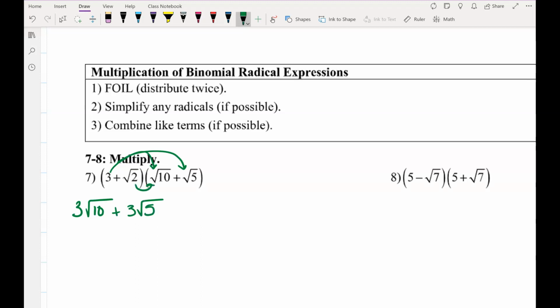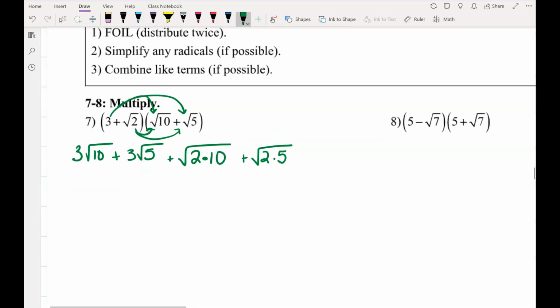In the middle, square root of 2 times square root of 10. Oftentimes, guys, when you are multiplying, I'm just going to leave them just like that for now. And last, square root of 2 times square root of 5 is going to be just like that. Okay, now here's my reason why I'm leaving 2 times 10 and 2 times 5 under the square root. I'm going to get to that in just a little bit.